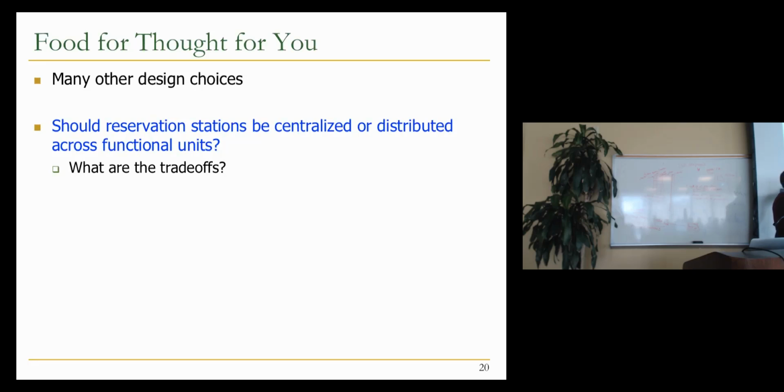I'll give you briefly the trade-offs here. This is basically, you have some buffer space. Do you divide it across functional units, or do you actually have a centralized buffer space that serves all of the functional units?